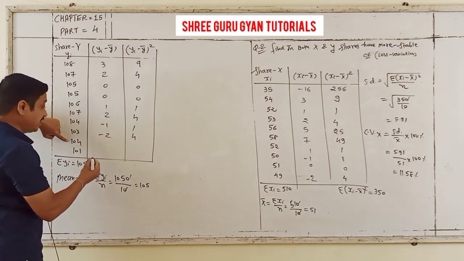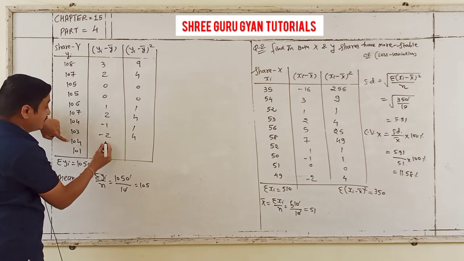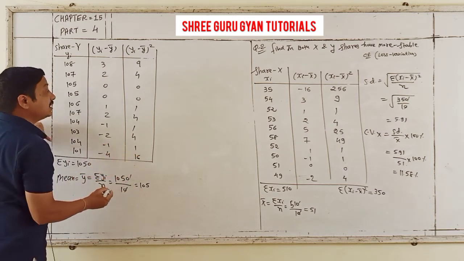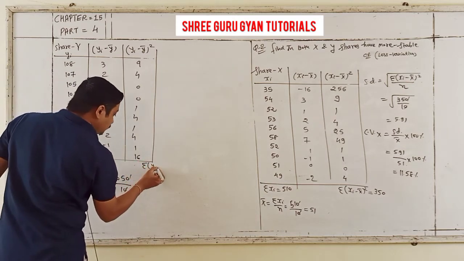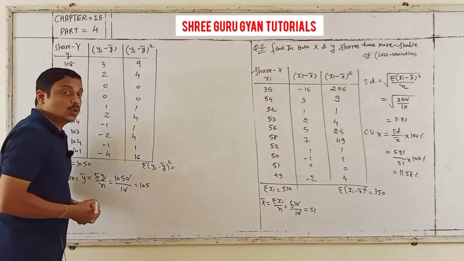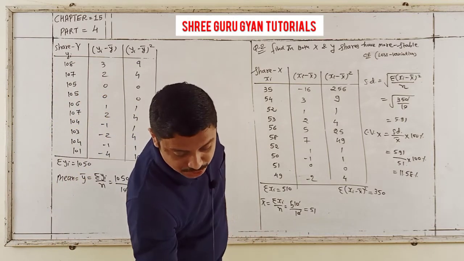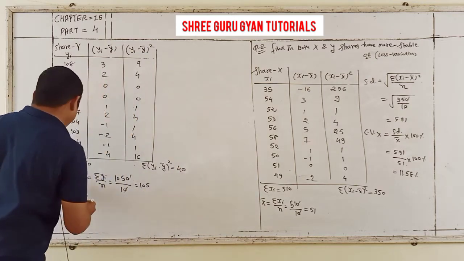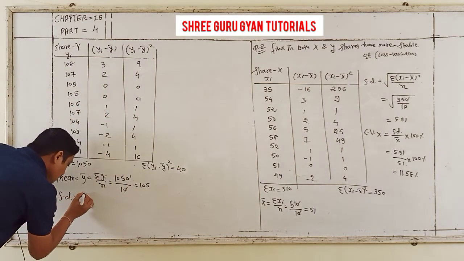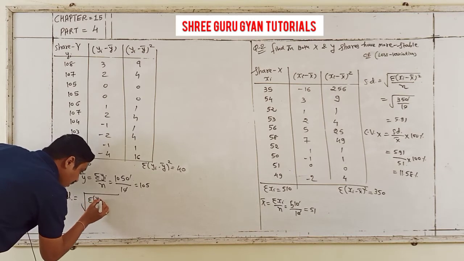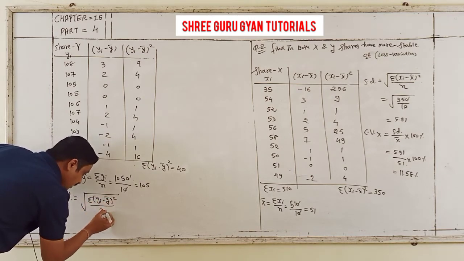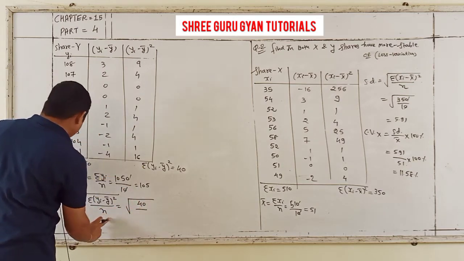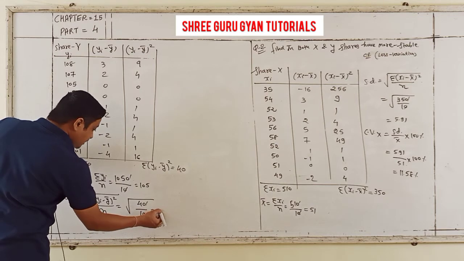Yes, completely minus 1: 104 minus 105 is minus 1, squared is 1, and the last one, minus 4, squared is 16. That becomes sigma (yi minus y bar) whole square, and you total them. It is 40. Going ahead to standard deviation: under root of sigma (yi minus y bar) whole square by n. That is 40, and n is 10, which gives exactly 2.